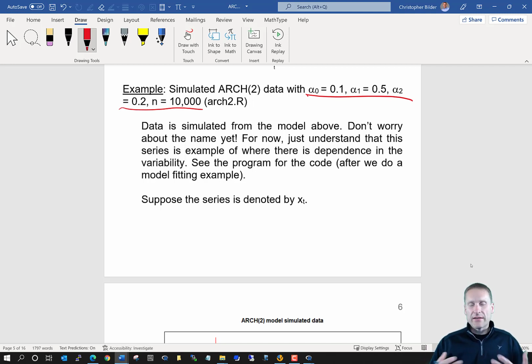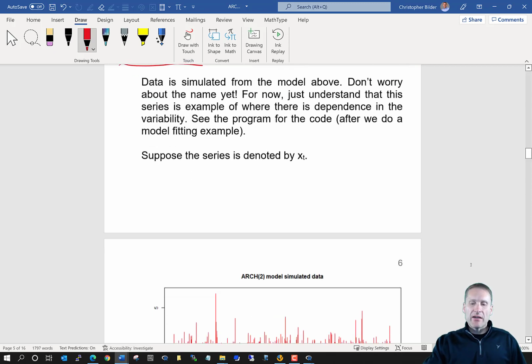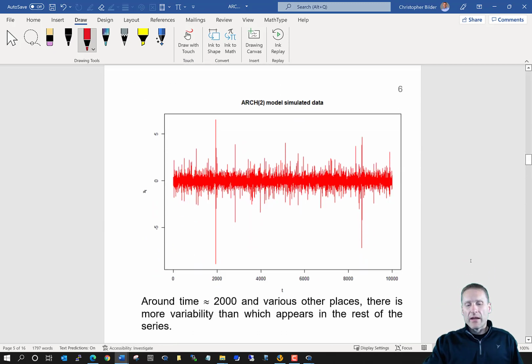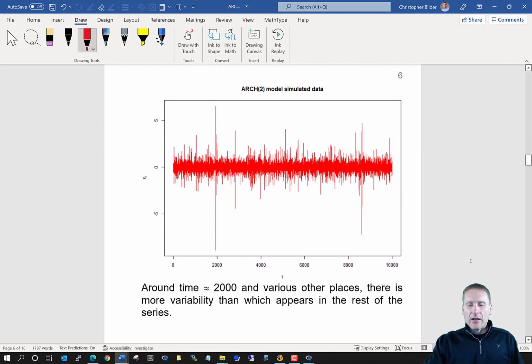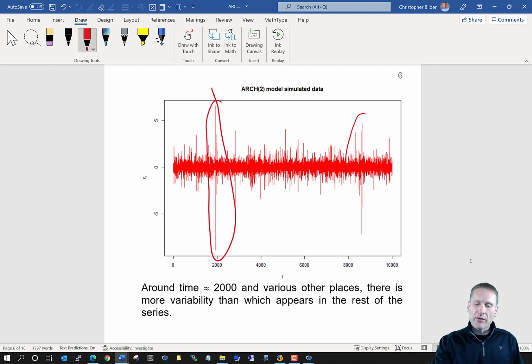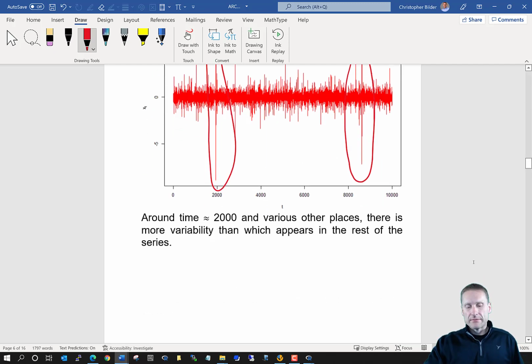As we go along in this set of notes, you'll see what alpha 0 means, what alpha 1 means. But until then, don't worry about that. And so I simulated data from what's called an ARCH(2) model, and this is what we get. Again, similar to what we saw in the S&P 500 index plot, we have these short segments in time where it seems like we have a lot more variability in our time series than we would have at other points. This is a characteristic of a situation where an ARCH model would be appropriate.